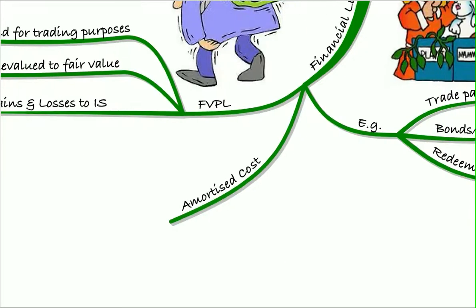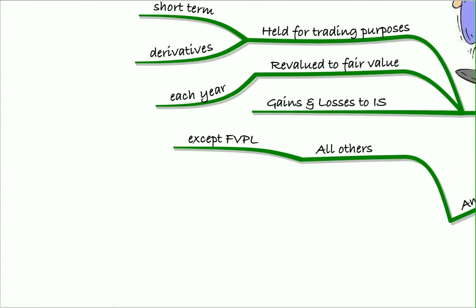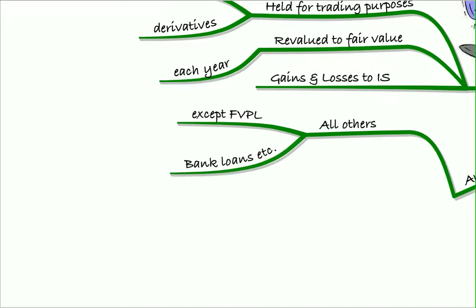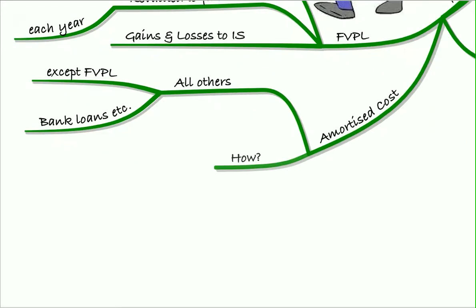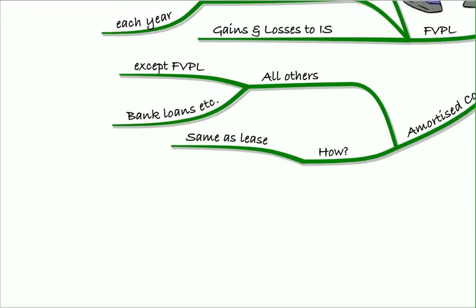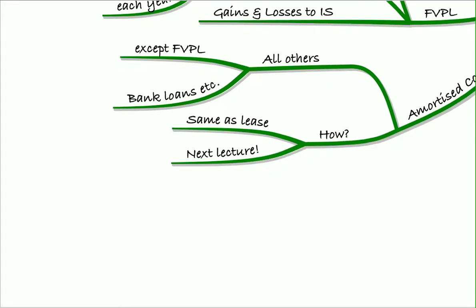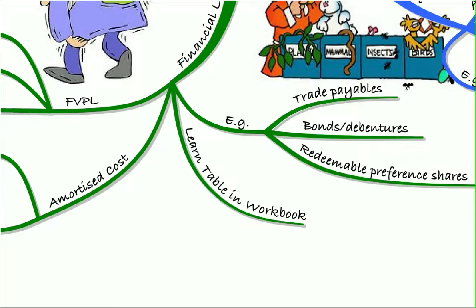Anything else will be at amortized cost. This will be the bonds or loans or shares that are redeemable that we will have. So all others, except fair value through profit and loss, will be at amortized cost. So how will we do that? We're going to use the same table as a lease, and we're going to look at it in the next lecture. So again, learn the table in the workbook to enable you to classify your financial liabilities.